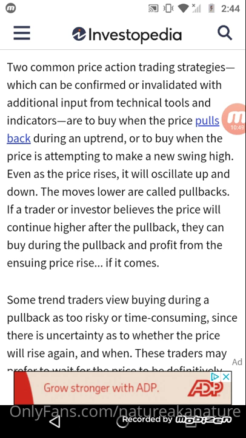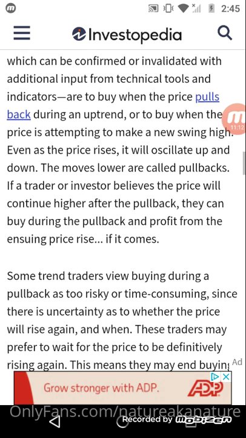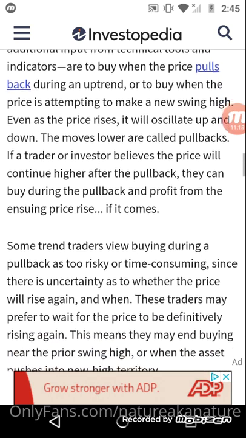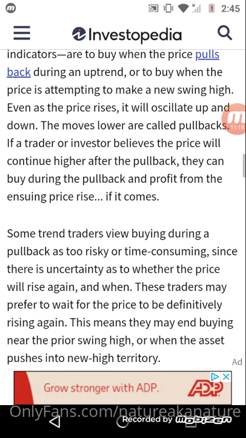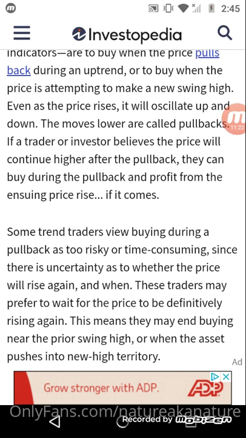The moves lower are called pullbacks. If a trader or investor believes the price will continue higher after the pullback, they can buy during the pullback and profit from the ensuing price rise, but it can be time consuming. Since there is uncertainty as to whether the price will rise again and when, these traders may prefer to wait for the price to definitely be rising again. This means they may end up buying near the prior swing high, when the asset pushes into new high territory. Both strategies require specific entry criteria to enter a trade.